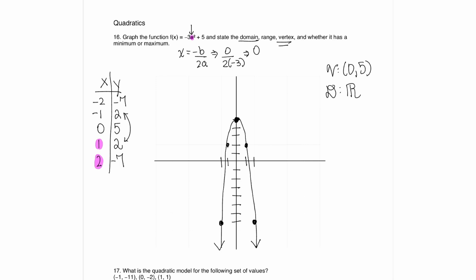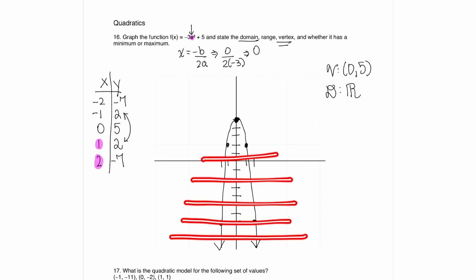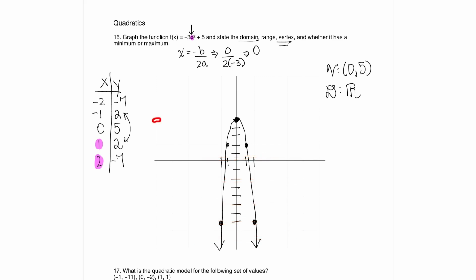Now for range, we're going to actually be looking this way and seeing where our values stop existing. So you can see right up here, this is the last part, y equals 5, and our graph does not exist up here. So our range is going to be y is less than or equal to 5, or -infinity to 5. Okay, and then this is a maximum because it is a downward facing graph.